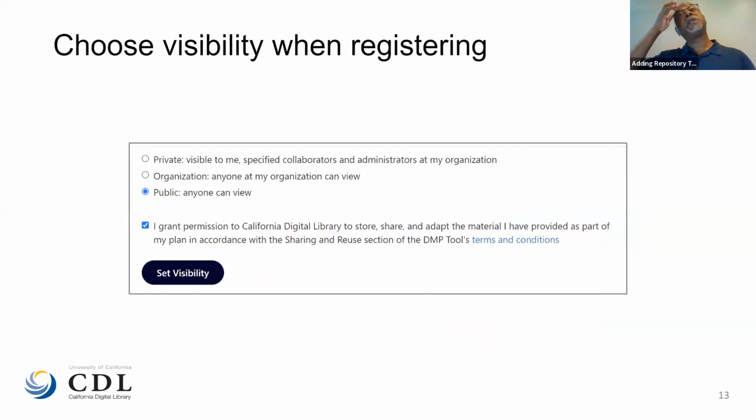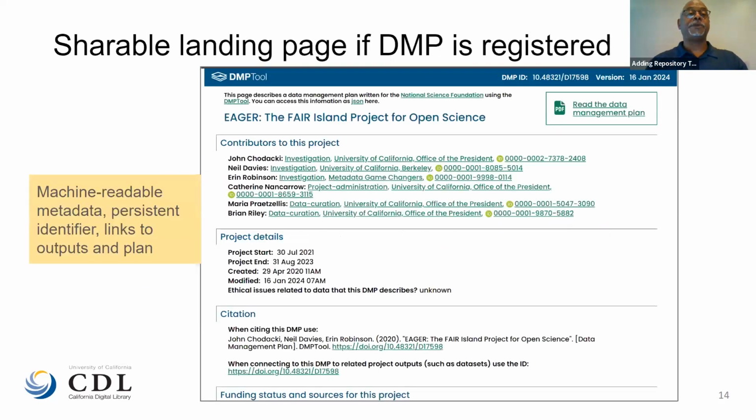You can choose your visibility, so they can be public or private within your organization, and that's usually done by domain, and that's actually pretty handy. You can also grant, I think you have to grant University of California the ability to adapt and share the materials, but you can make it public or private. Visibility is a nice thing to have. That didn't used to be there.